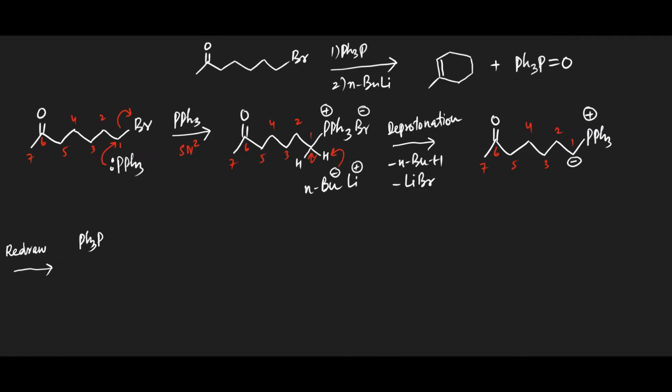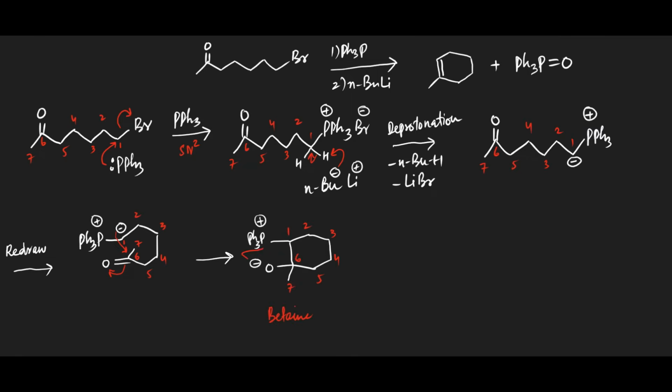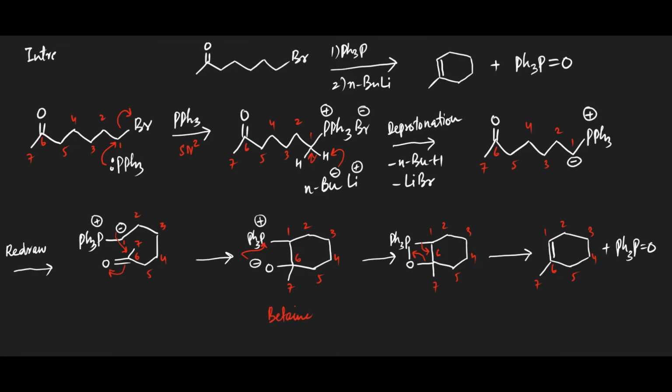We can redraw this ylide. This ylide carbanion at C1 will react intramolecularly with the carbonyl at C6. The structure formed is called a betaine. This forms a bond between the negatively charged oxygen and the positively charged phosphorus to form a four-membered compound, called oxaphosphetane. This will then undergo fragmentation to form the alkene, and triphenylphosphine oxide is eliminated as a side product. Thus, this is an example of an intramolecular Wittig reaction.